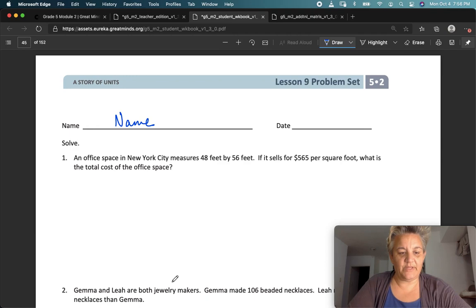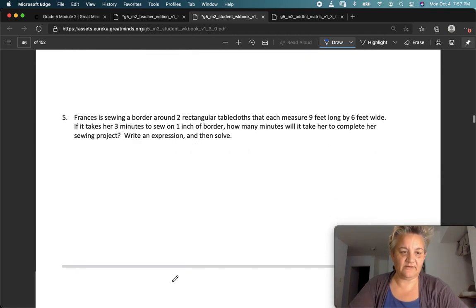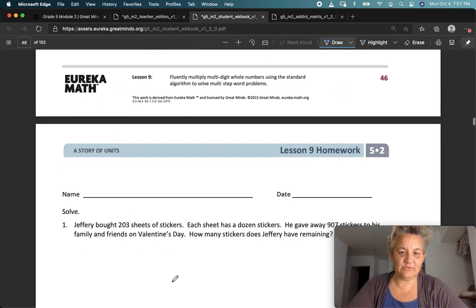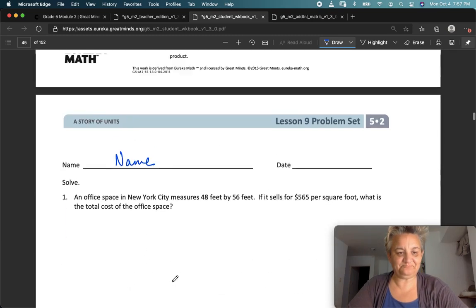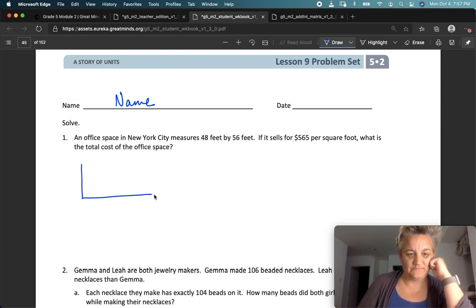And let's see, we have 1, 2, 3, 4, 5, 6 problems, okay? So let's get started. Number 1. An office space in New York City measures 48 feet by 56 feet, okay? So there we go. 48 feet by 56 feet.